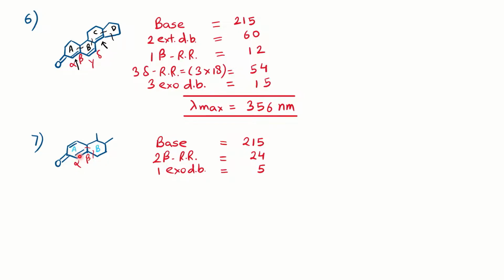Okay, no extended conjugation. This double bond is not in conjugation with the other double bond. Then the exo thing is left only, so we'll see whether any double bond is exo to a ring. This double bond which we are considering is exo to a ring. Yes, you can notice this particular double bond is exo to the B ring, so we have one exo double bond, and you can calculate the lambda max value.